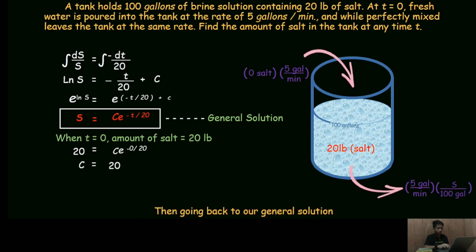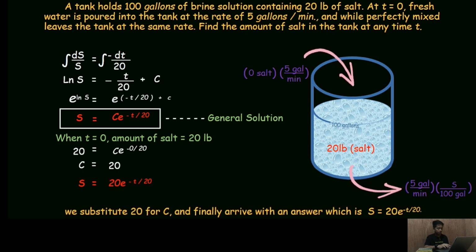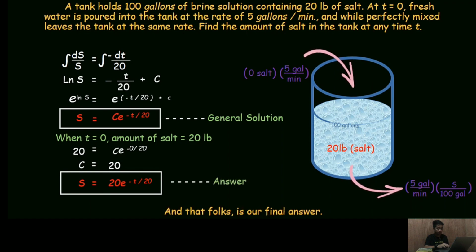Then going back to our general solution, we substitute 20 for C and finally arrive at an answer, which is S equals 20 e raised to negative t over 20. And that, folks, is our final answer. Let's try another problem.